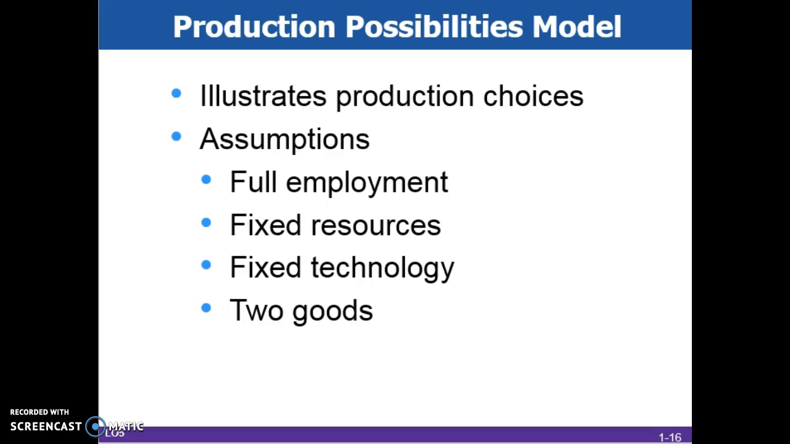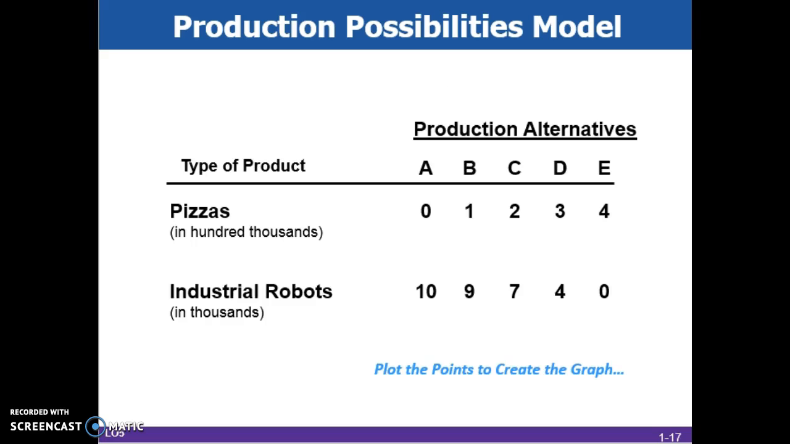Oftentimes, the 2 goods are general categories of 2 goods rather than specific goods, so that the production possibilities model shows the trade-off between choosing those goods. To start a sample model, we must first create a production possibilities table. To create our sample model, we will use the 2 goods, pizza and robots. This production possibilities table shows the combinations of pizza and robots that can be produced with the resources available.